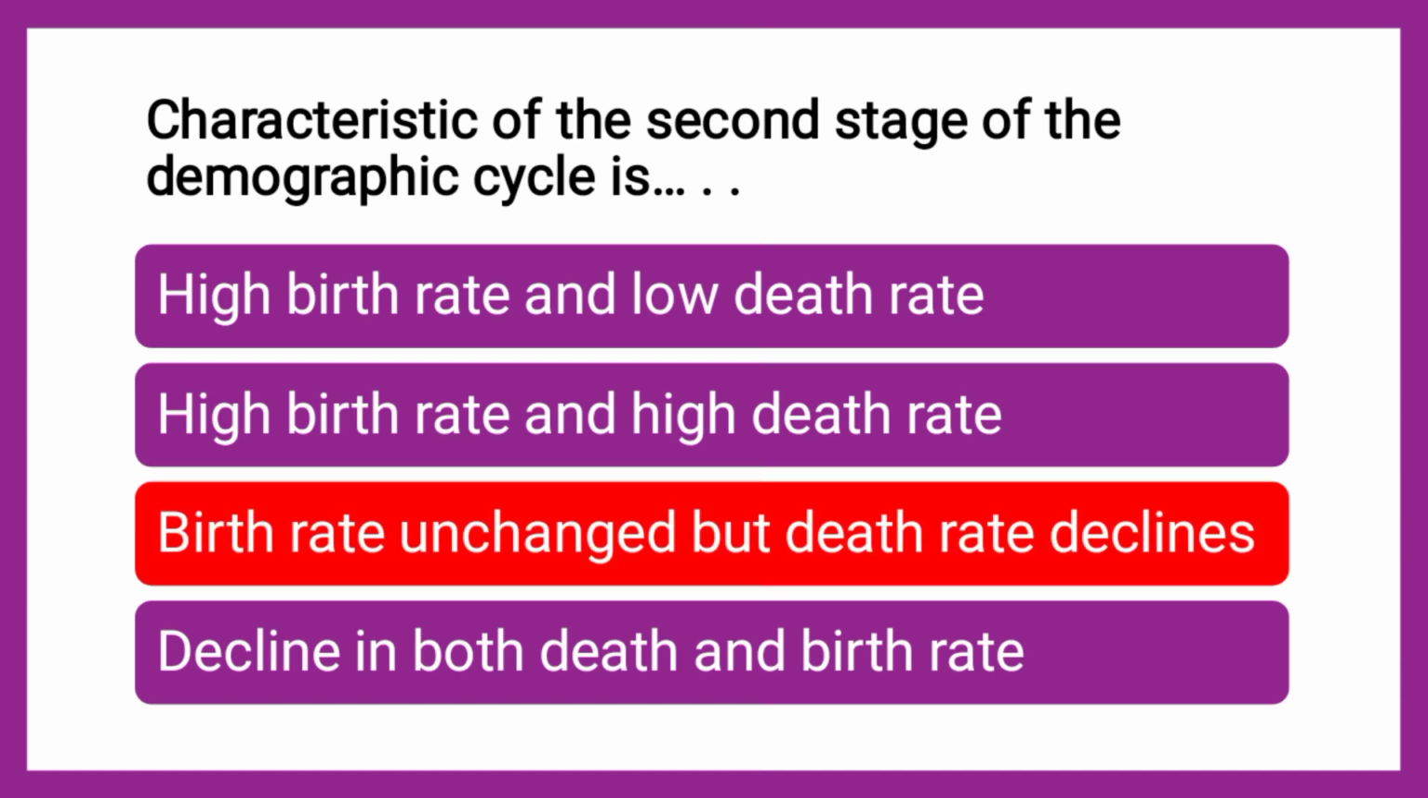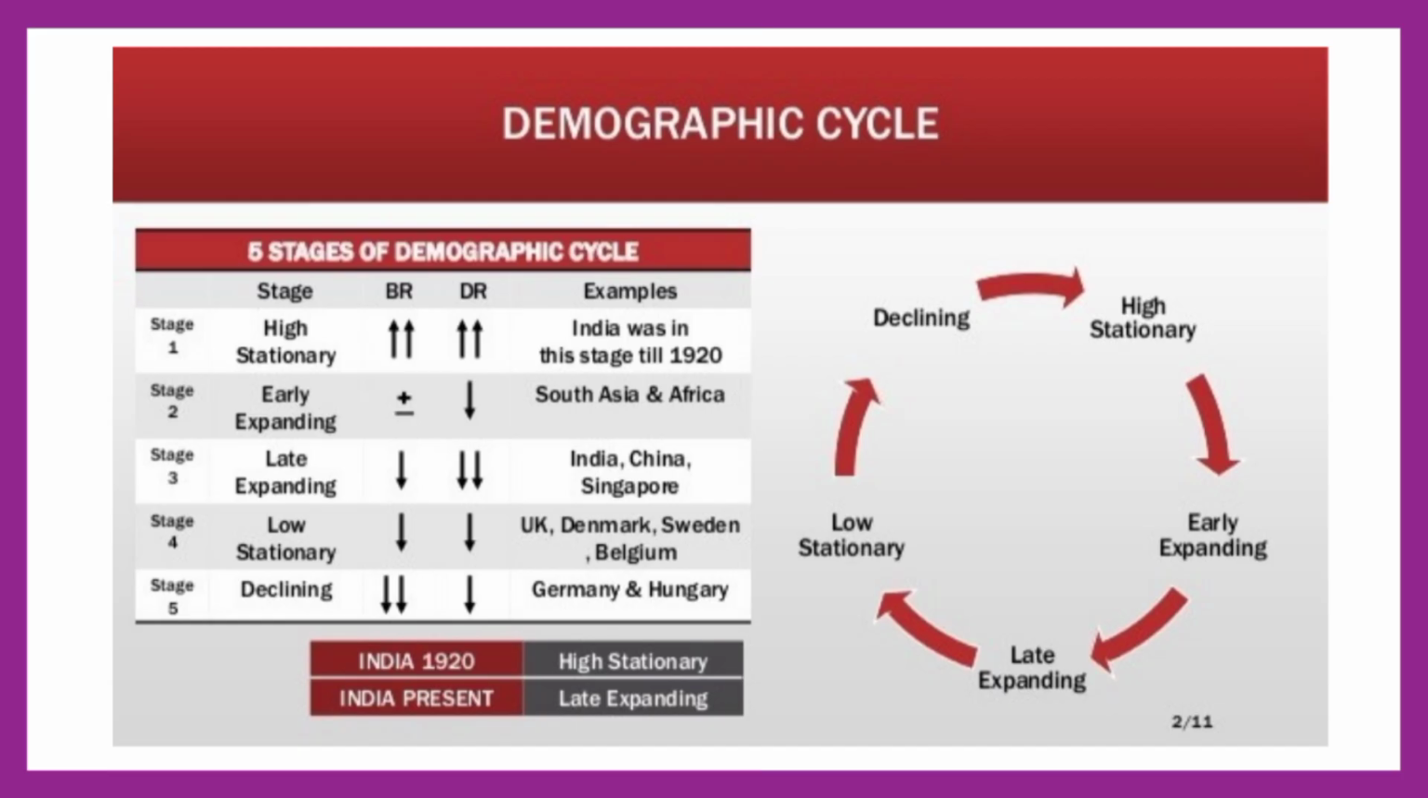The correct answer is, it is birth rate is unchanged but death rate has declined. That means natality is unchanged but mortality has declined. So as you can see here, birth rate plus minus, that means it is same as that of first stage but death rate has declined.